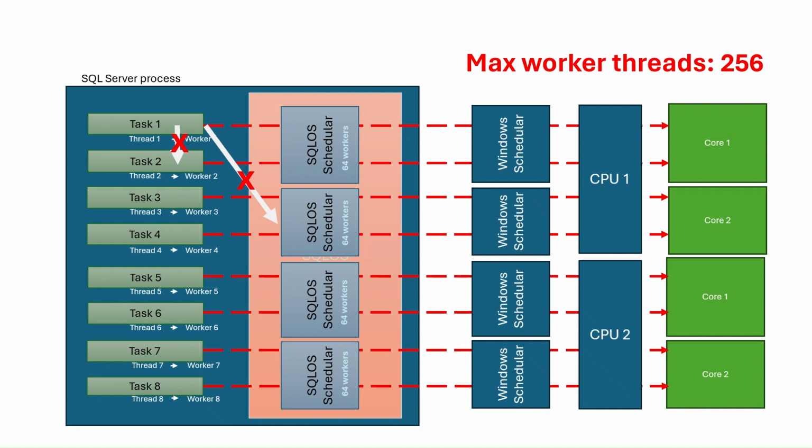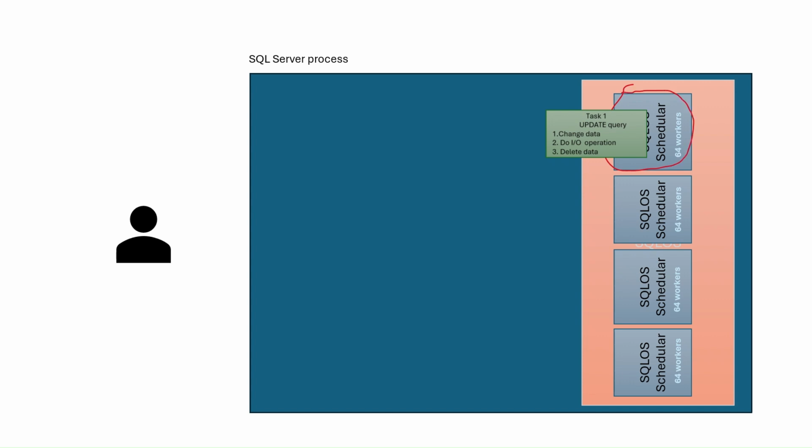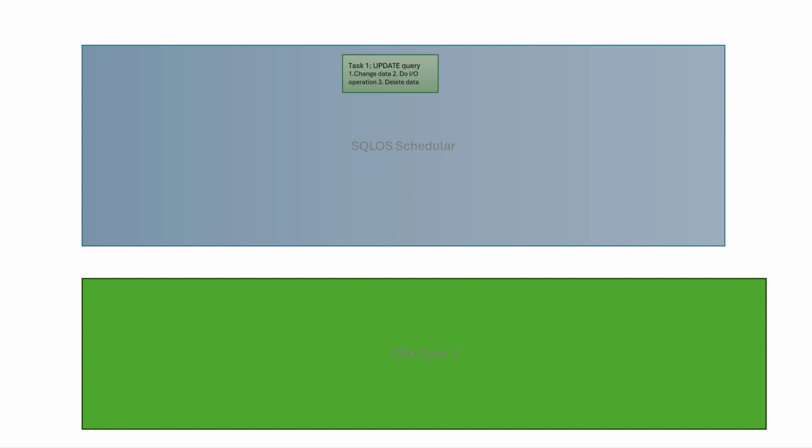For example, a client connected to SQL Server and submitted the following update query. This update query changes data, does some I/O operation and deletes data. Then this task is submitted to the least busy scheduler. Let's say currently the first scheduler is the least busy and this task has been submitted there. Let's see now how this task is completed.